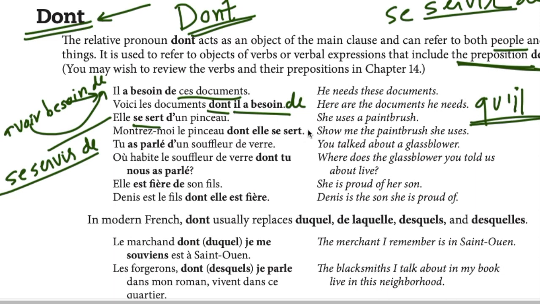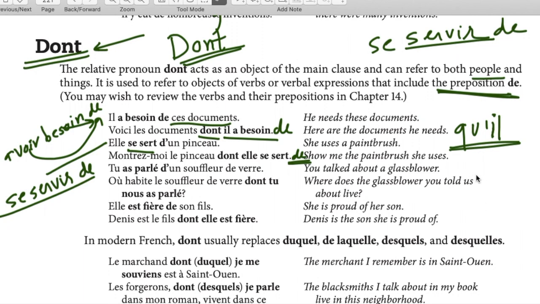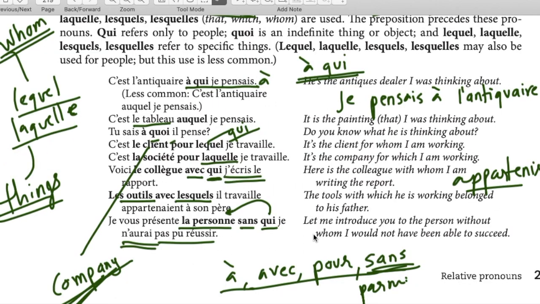Again, you don't want to end up like this, so instead you use dont: dont elle se sert. What is the difference between dont and the earlier relative pronouns we used for the preposition pattern, like lequel, qui, quoi? The major difference is that when you use those relative pronouns, which are used when the dependent clause has a preposition, we used that preposition before the relative pronoun. Je pense à.